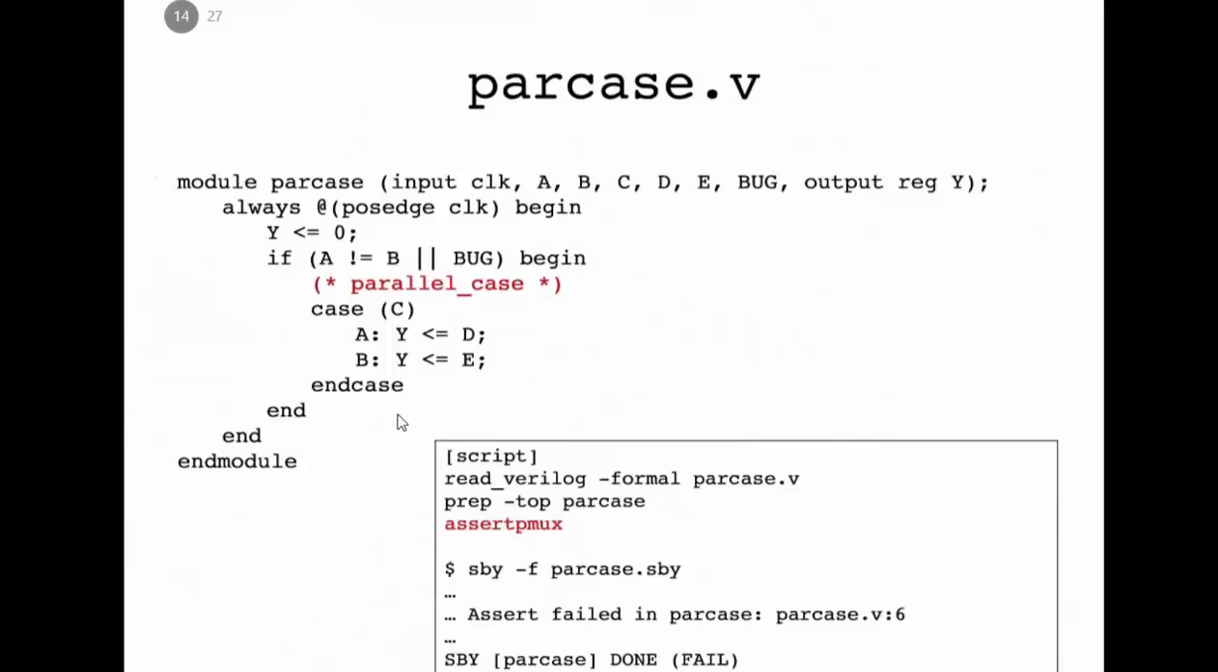Okay, more examples. So this is something that the commercial vendors, most of them call formal apps, that you don't need to write your assertions yourself, but instead there are certain things from the design that we can extract safety properties from. In this case, we have a parallel case statement.